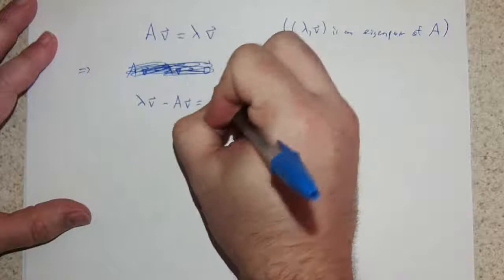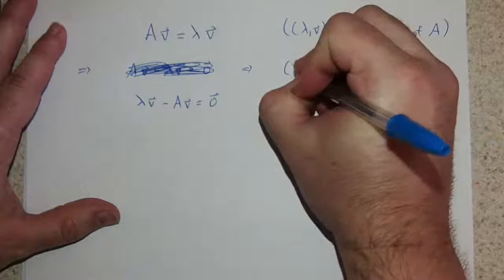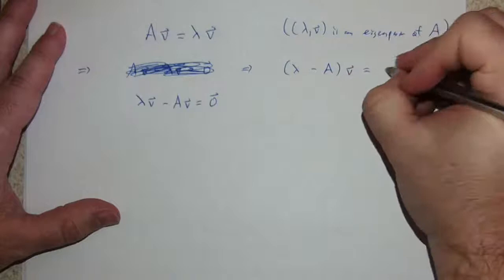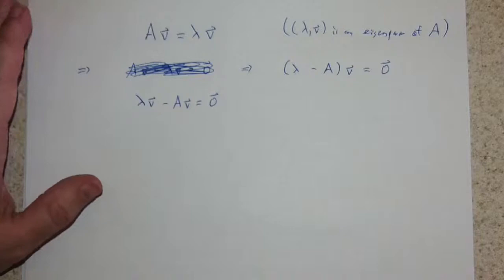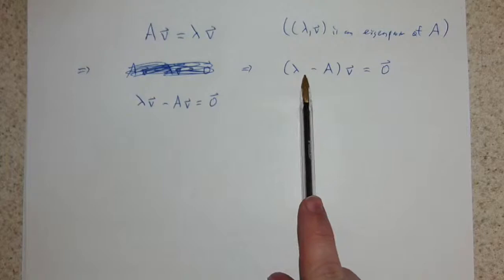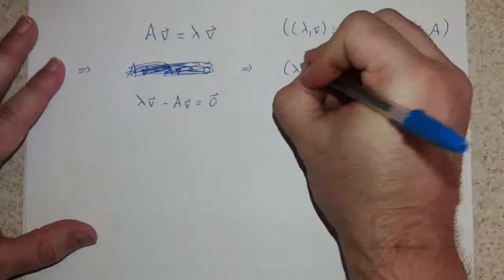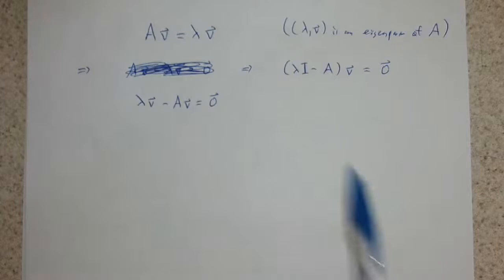Now I want to factor out a v here, right? You might be tempted to write lambda minus A times v is equal to the zero vector, and say, yeah, I can factor out v like that. But why can't I do this? Well, what's in parentheses here? Lambda, which is a number, right? Forget about it possibly being complex, it's just a real number. I have 3 minus a matrix. That doesn't make any sense, right? So I would need to have lambda be multiplied by the identity here for this algebraically to even make sense. So there we go. This is lambda I minus A times v is equal to 0.